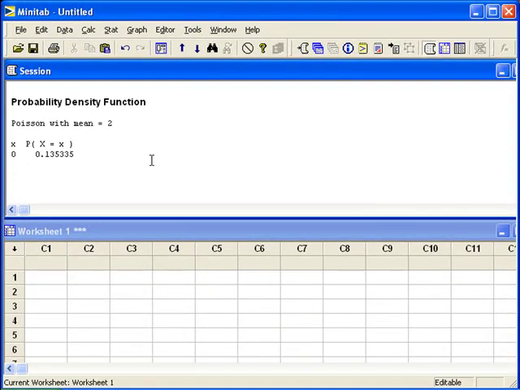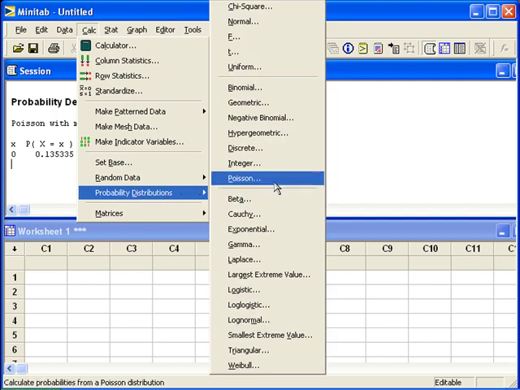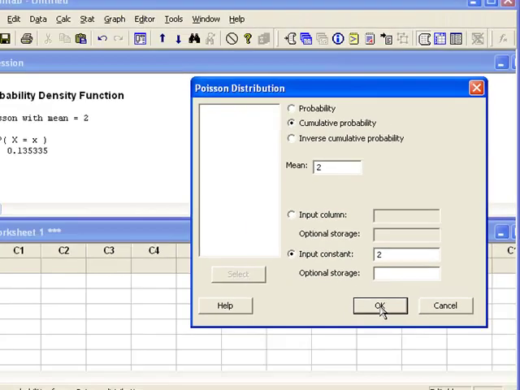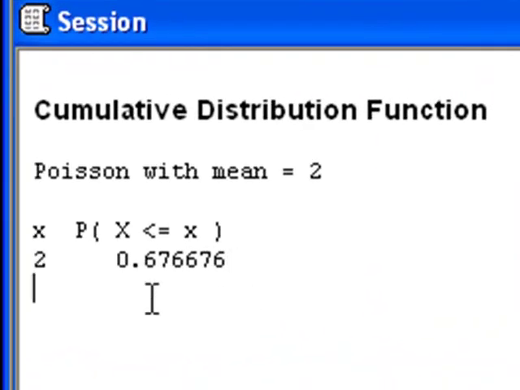Let's compute the cumulative probability, the probability that x is less than or equal to 2. We'll go back into the Calc menu, Probability Distributions, Poisson. But this time we want a cumulative probability. The mean is still 2, and our input constant has changed to 2. Here we are telling Minitab to compute the probability that x is less than or equal to 2. And here is the answer.